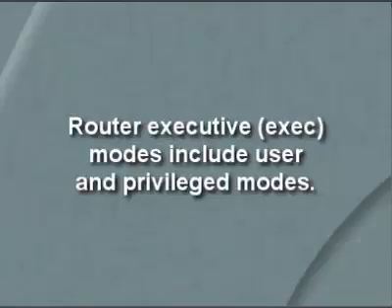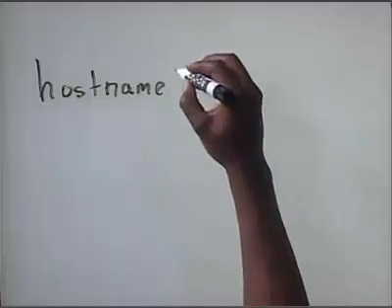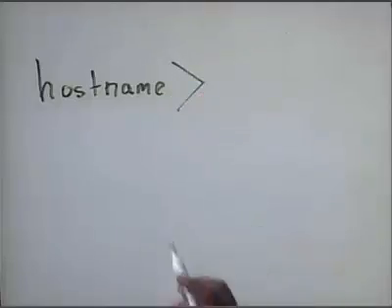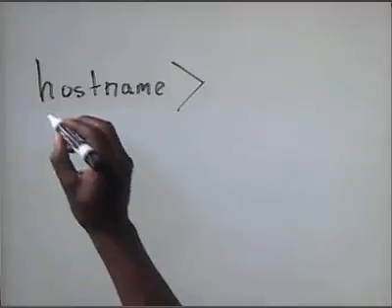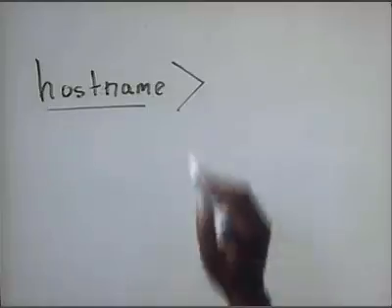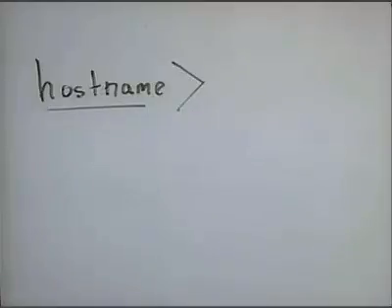There are two primary exec modes or executable modes. These are user mode and privilege mode. Each of the two modes has their own distinctive prompts. User mode has a prompt that appears like a greater than symbol. Notice you'll see the host name of the device along with the user mode prompt.